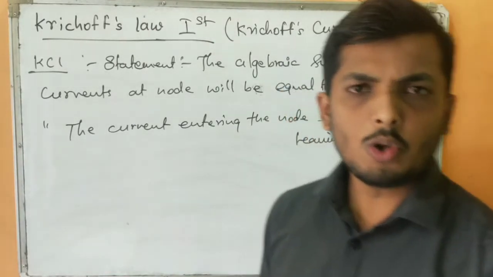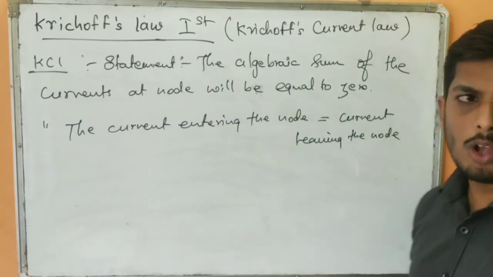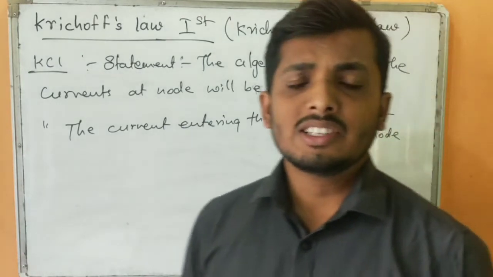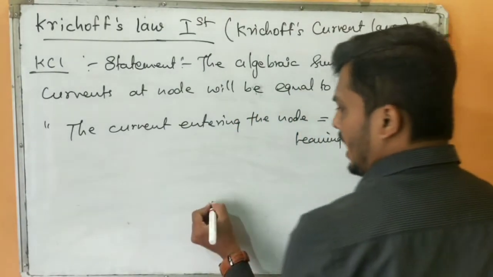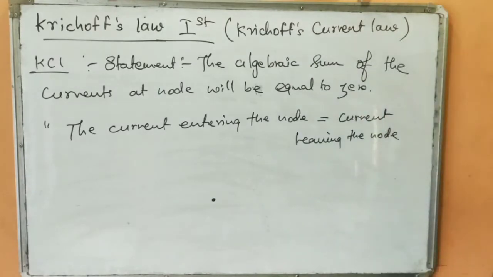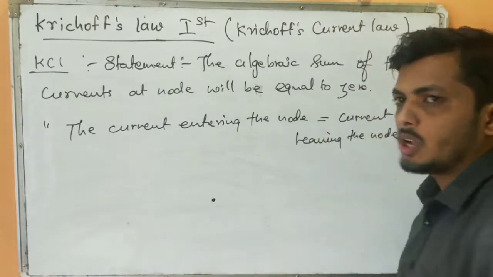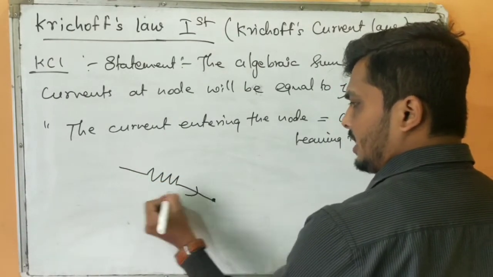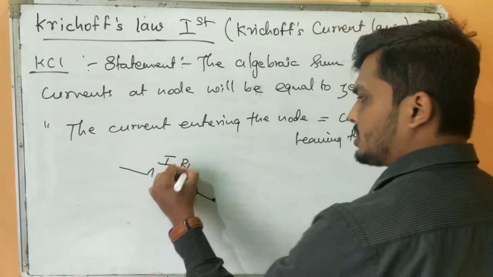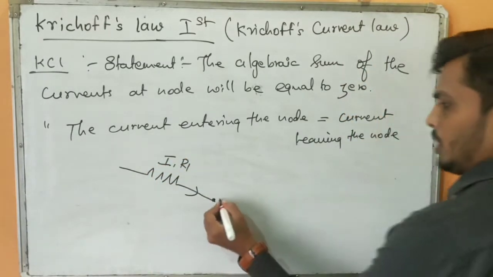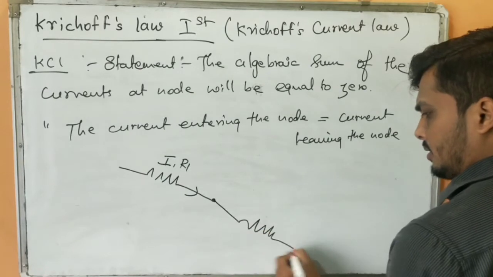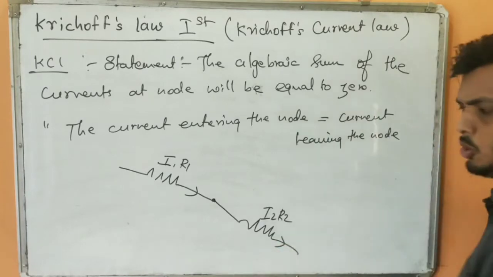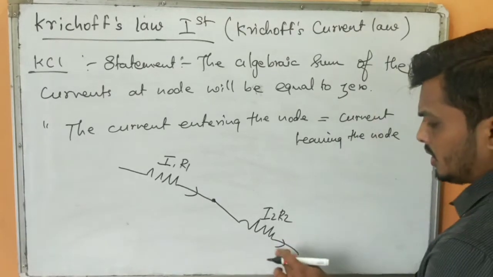So we are going to apply Kirchhoff's law, and in order to study it, we should have an electrical network. An electrical network is a combination of two or more circuit elements. Suppose I have one node here, and this node is a common point where two or more conductors meet. Suppose I take one conductor carrying current I1 having resistance R1 in this direction, and there is one more conductor carrying current I2 having resistance R2 leaving the node.